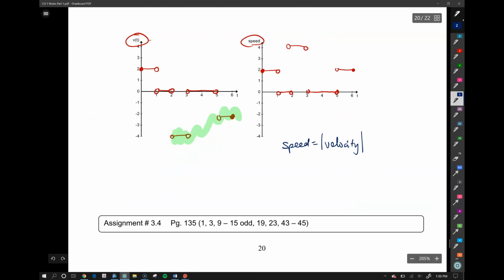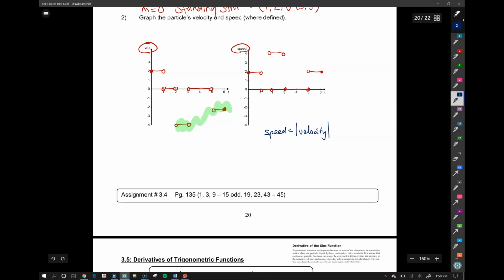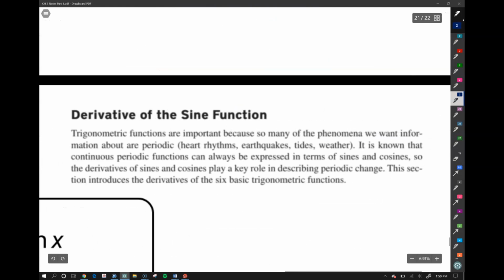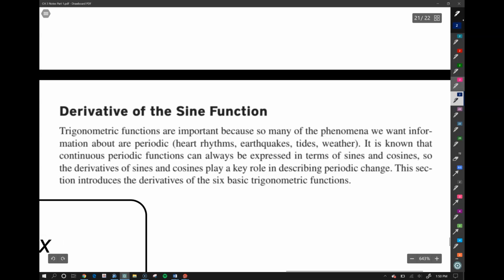Cool, so that's it for section 4. Section 5 is relatively short. All right. So, section 5. Before we look, I'm just going to read this to you, and then we're going to do a little thing on our calculator. All right, so derivative of the sine function.